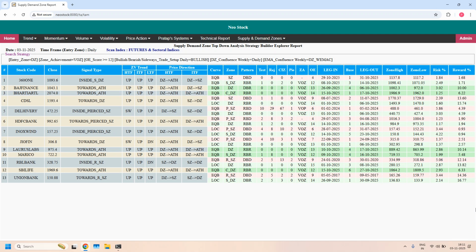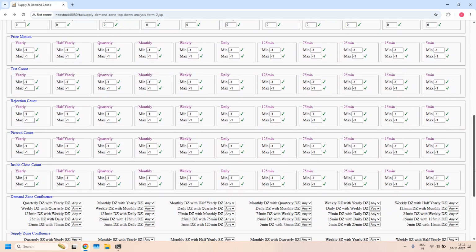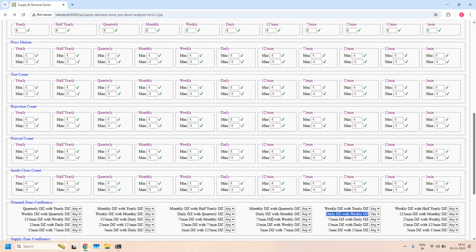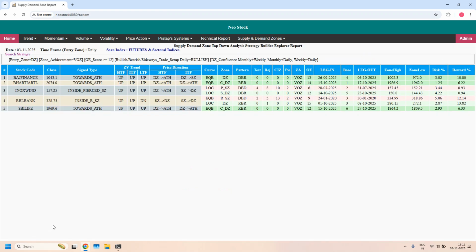Okay, next let us generate based on the second strategy. Removing ITF filter. Demand zone confluence, 3 filters I am setting: daily and weekly, daily and monthly, weekly and monthly demand zone confluence. We got 5 stocks. And in all the 5, again we should further filter based on monthly demand zone with monthly EMA, because monthly trend is uptrend.